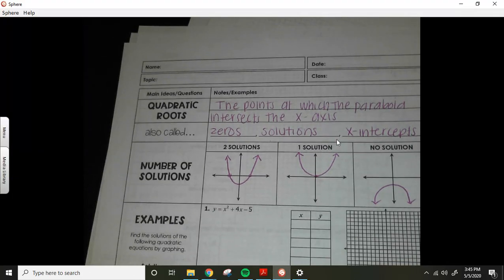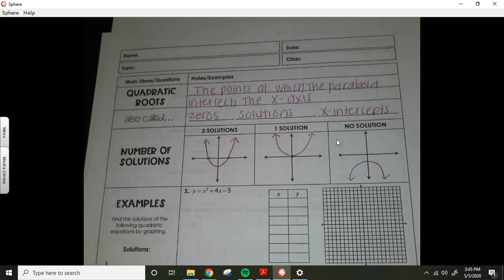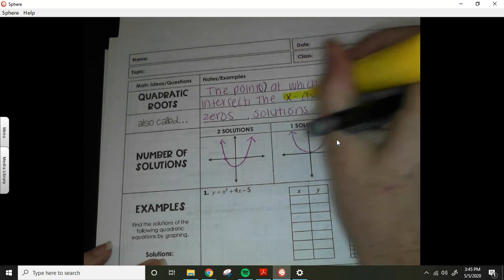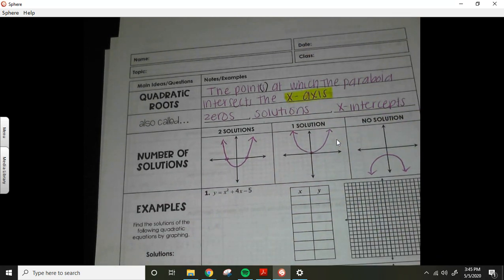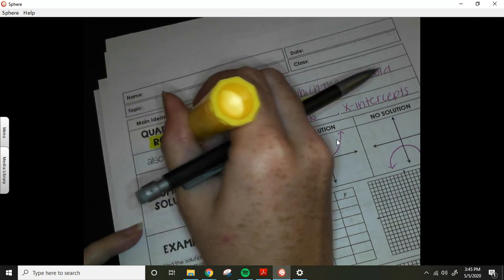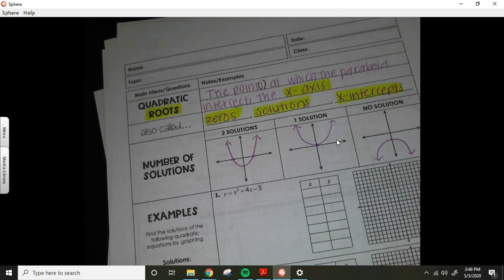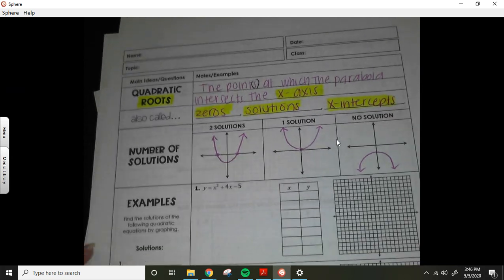Okay, so a quadratic root is the point or points at which the parabola intersects the x-axis. So this is the key word here. The x-axis is where you will find your solutions to quadratic equations. There are 4 names for an answer to a quadratic. They could be called a root, a zero, a solution, or just simply an x-intercept. All 4 of those things can be used interchangeably, and you need to be aware that they all mean the same thing.